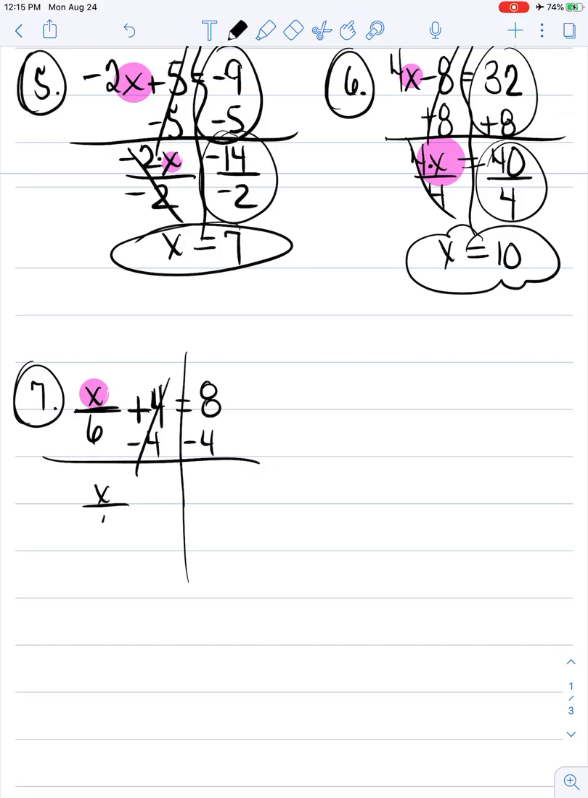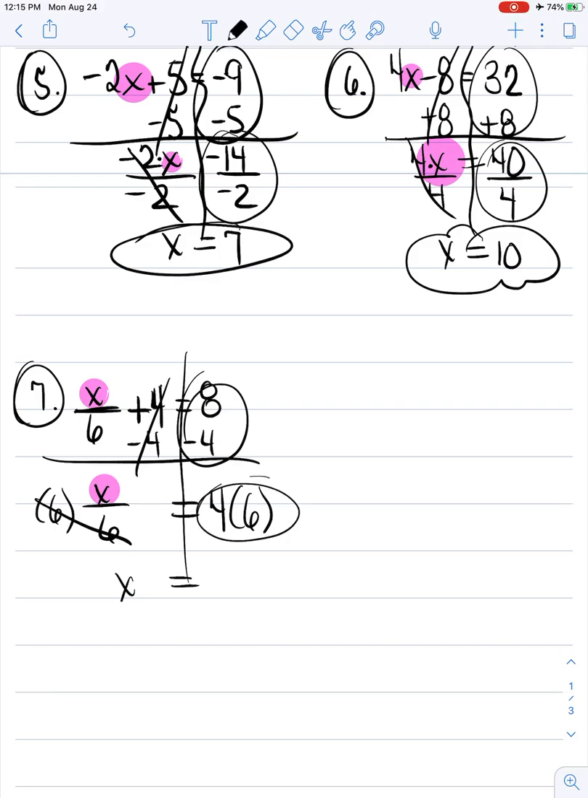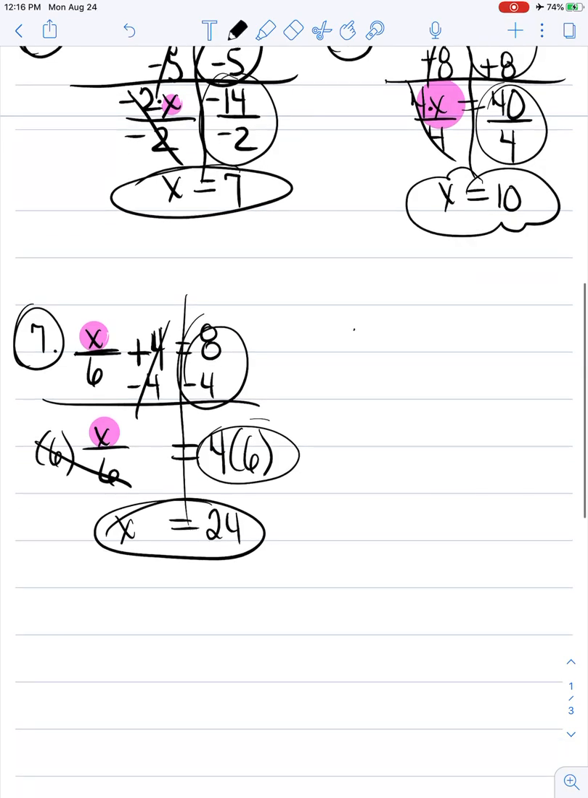So I'm left with x divided by 6 equals, and 8 minus 4 is 4. I still see numbers and letters together, so I want to move that divided by 6 away from the x. So the opposite of divided by 6 is to multiply by 6. So x equals, and 4 times 6 is 24. So 24 solves this equation. It makes it true. Let's do one final example.